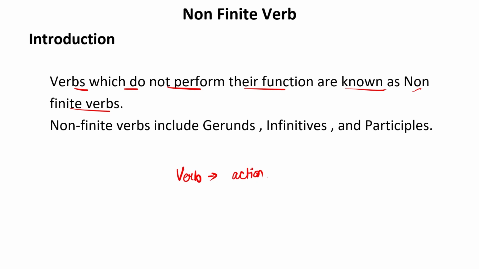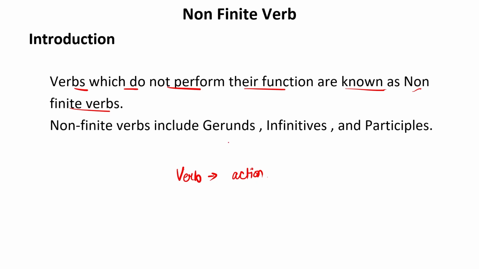But some words are there which look like verbs, but they are not used as an action, or they are not performing action, or they are not in performance mode. Those words only look like verbs, but they do not show any kind of action, position, or existence. They are known as non-finite verbs. Non-finite verbs include gerunds, infinitives, and participles.